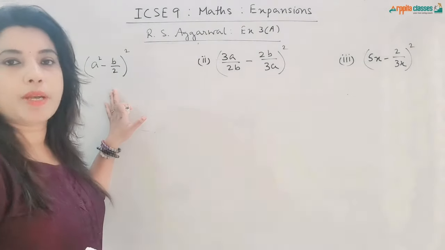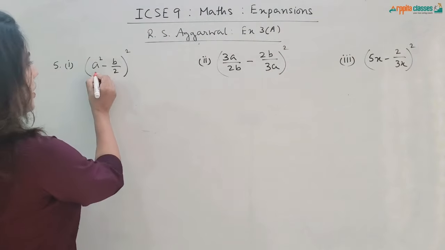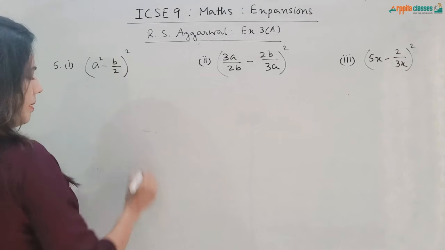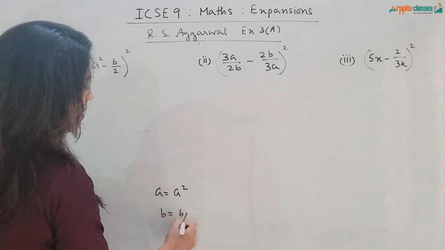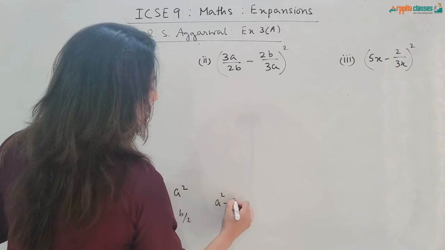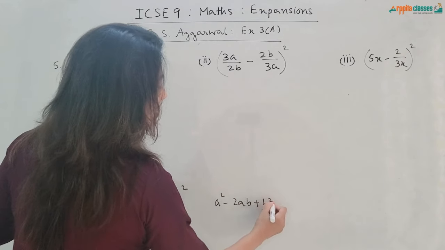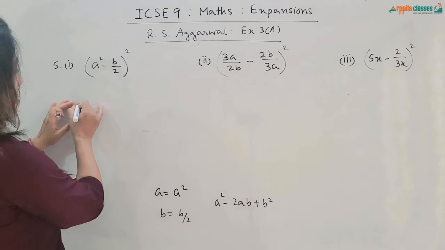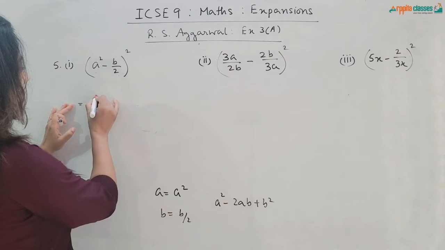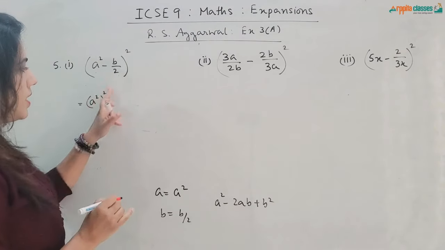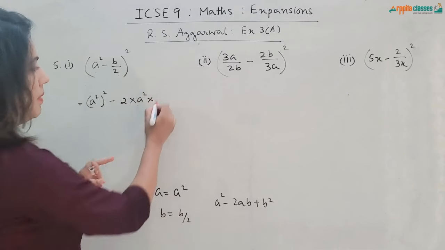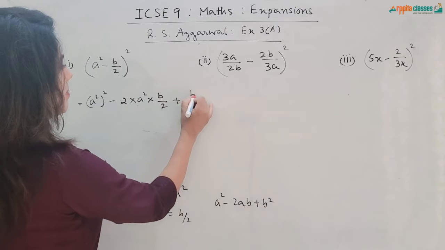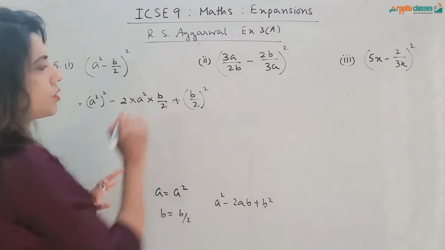This is also, you can see, a minus b whole square. Here your a is a square and b is b by 2. So here I am writing a is a square and b is b by 2. So I am going to write a square minus 2ab plus b square. Okay. So a square, what is your a? A square. So a square, the square, this is your a square minus 2 into a into b, b is b by 2, plus b by 2 the whole square. This is your b square.